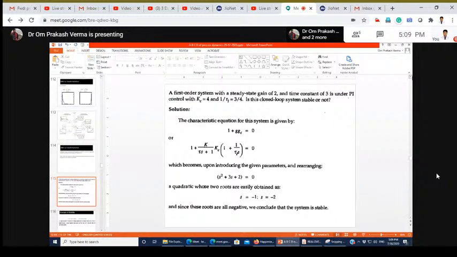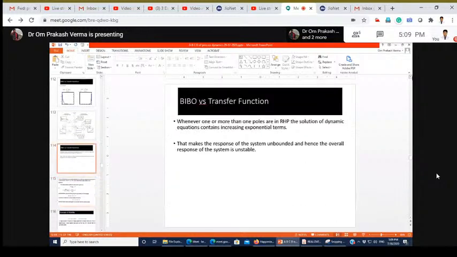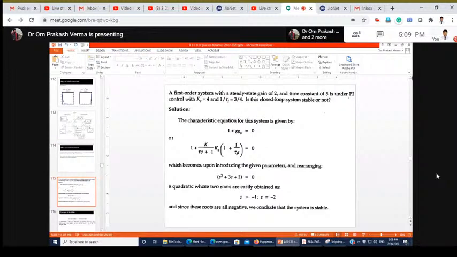Now see, we have taken one example: a first order system with a steady state gain of 2. So the steady state gain is 2 here, and the time constant is 3. It means the transfer function becomes 2 upon 1 plus 3s, right? 2 upon 1 plus 3s is under PI control.